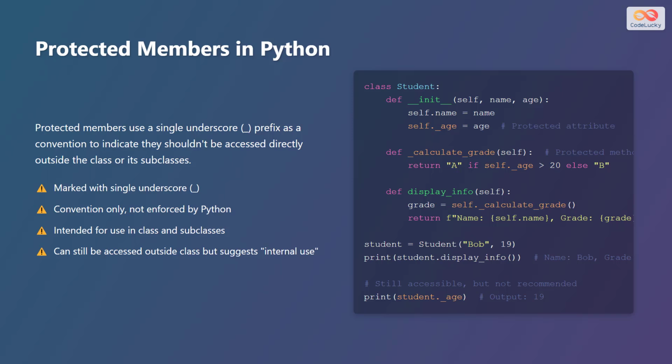In the example, we have a class called student with a protected attribute _age and a protected method _calculate_grade. While we can still access _age from outside the class, it is generally not recommended.